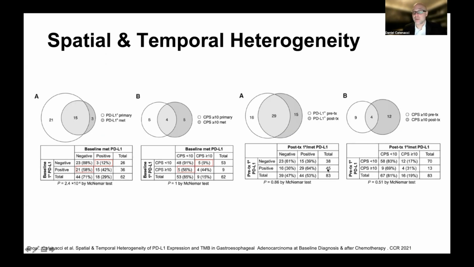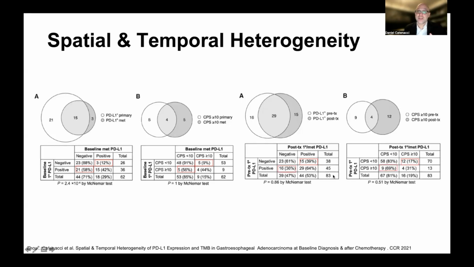And then on the right side, we were looking at heterogeneity over time, that temporal heterogeneity from the pre-treatment biopsy to the post-treatment biopsy, and the concordance rate of PD-L1 scoring. And in this case, again, we saw discordance between the pre-treatment biopsy being negative and the post-treatment biopsy being positive. So there was an evolution over time to positivity. Now, this wasn't as high a percentage at the highest cutoff levels, but there was still a significant amount of patients that evolved to have higher PD-L1 positivity at the repeat biopsy.